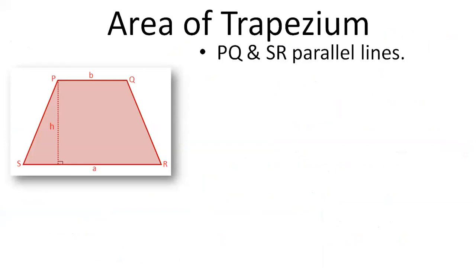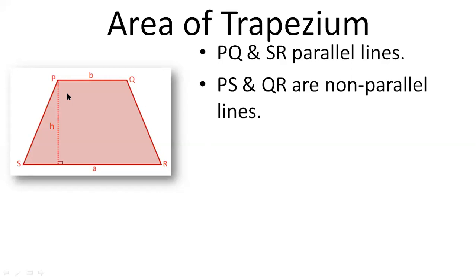This is a basic figure which you have already gone through in standard 8. If this is a trapezium and you want to find its area, a trapezium has two sides which are parallel. You can see PQ and SR. A trapezium consists of two parallel lines and two non-parallel lines. In this case, PQ and SR are the parallel lines, and PS and QR are the non-parallel lines.